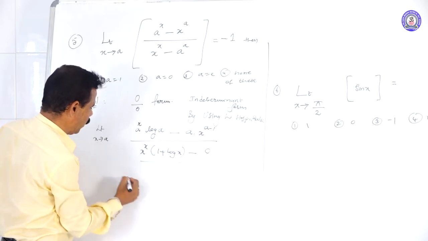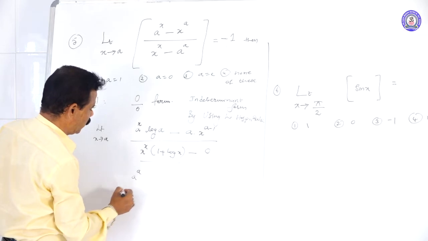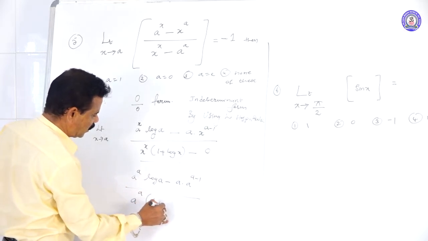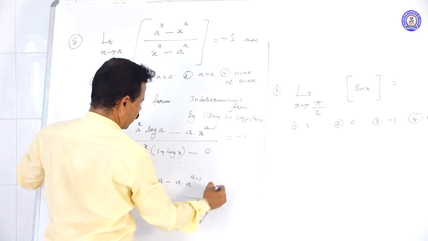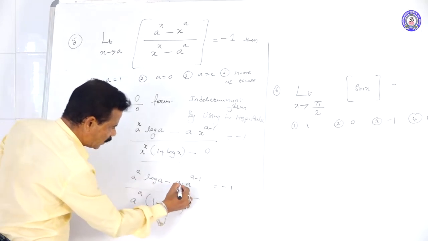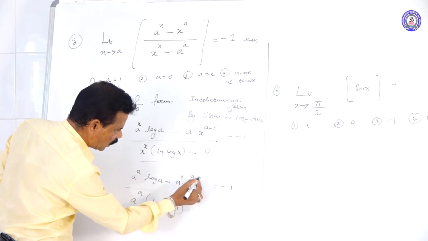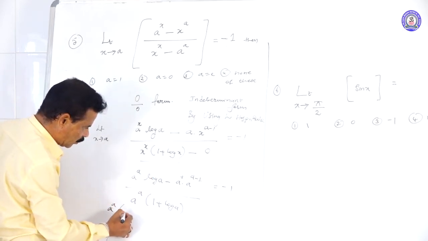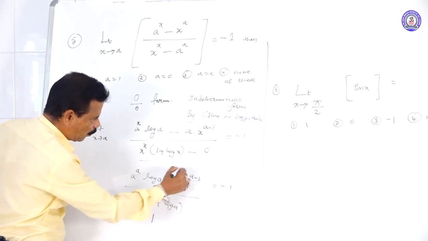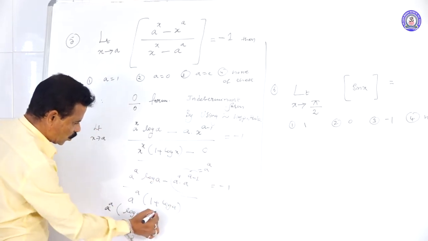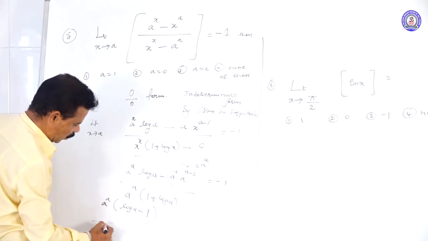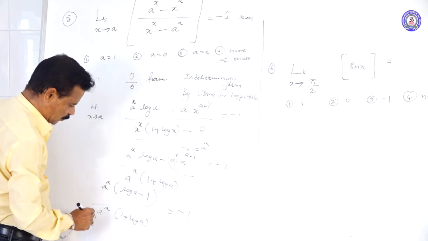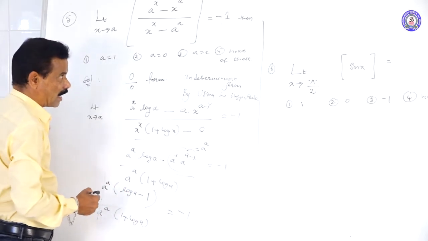Now apply the limit x tends to a. Here we get (a^a log a − a·a^(a−1)) divided by a^a(1 + log a), which is equal to −1, given. In the numerator a^(a−1) times a gives a^a. Taking a^a common outside, we get a^a(log a − 1), and in the denominator a^a(1 + log a) equals −1. The a^a terms cancel, so we get (log a − 1)/(1 + log a).